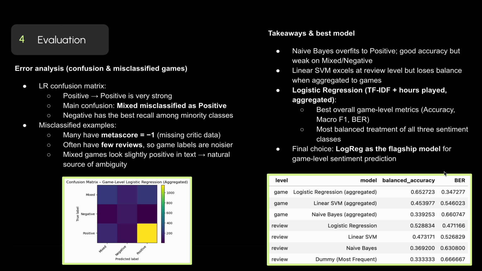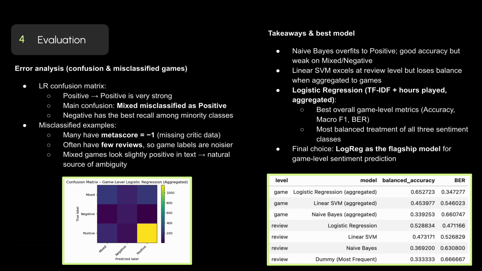And in terms of the confusion matrix, we see that for logistic regression at the aggregated game level, positive to positive predictions are strong, and they're definitely dominating the matrix here. And we're seeing that the most common error is the mixed category being mislabeled as positive. So that's showing how we collapsed those, I believe it's about 7 or 8 categories into those 3 categories. There is a bit of a fuzzy boundary between those classes in the actual data.